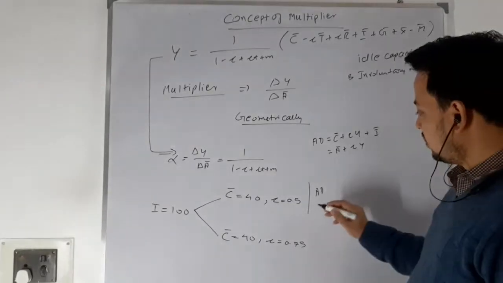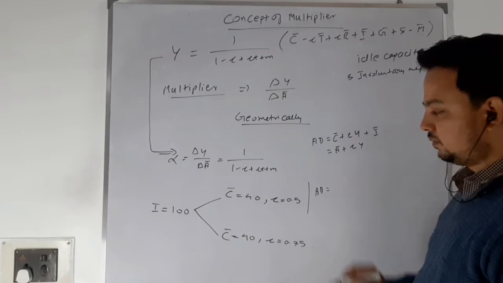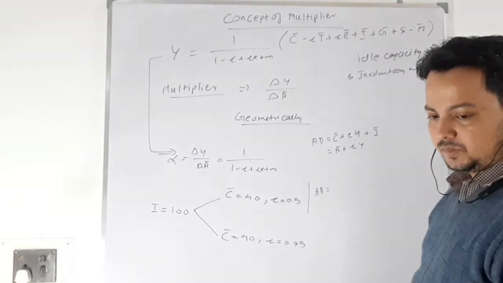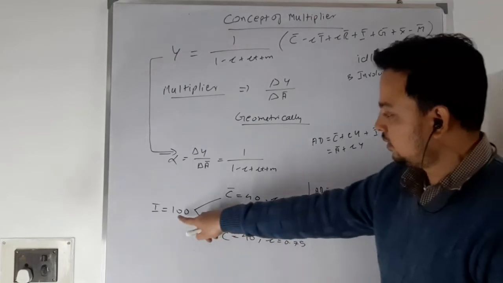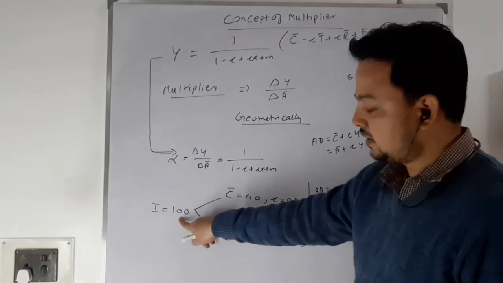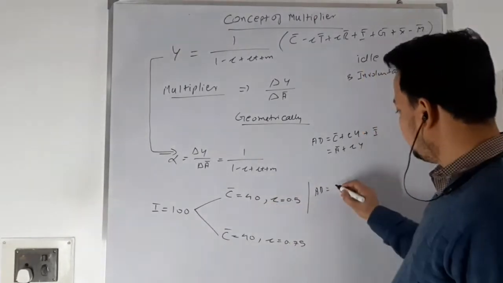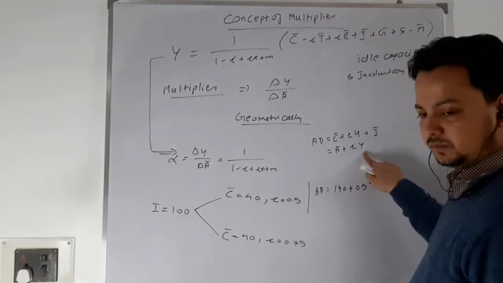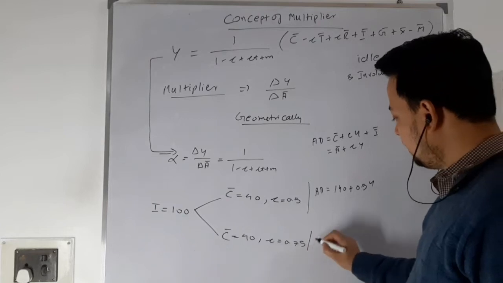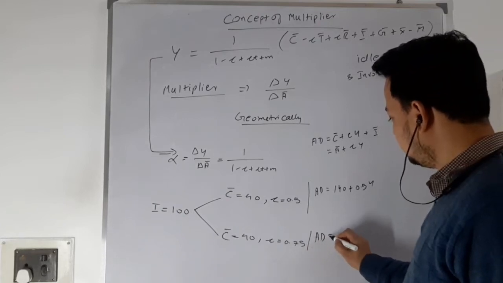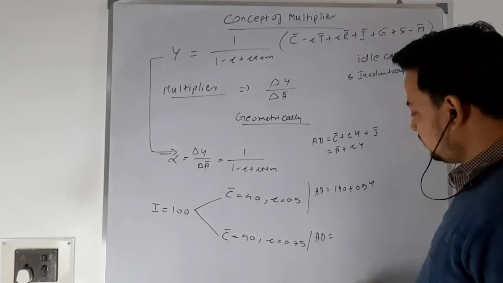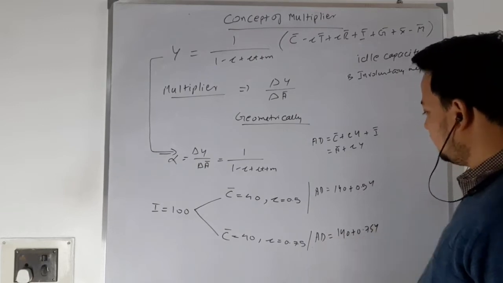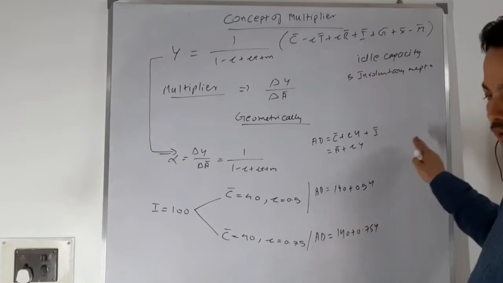So what will be your aggregate demand? Can anyone tell me in the first case? C bar plus I bar, right? So it will be 140 plus 0.5 y. Look at this formula. And what will be aggregate demand here? Plus 0.75 y. So this is the line that I have to connote.